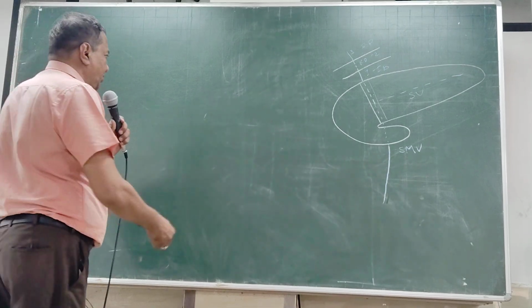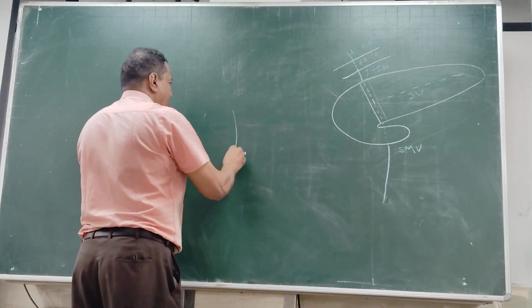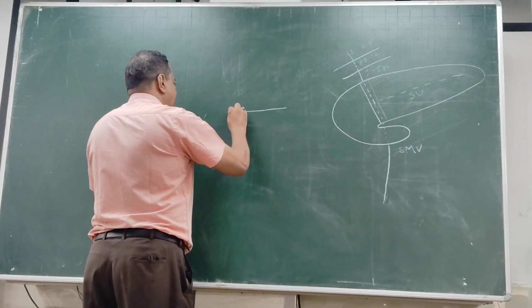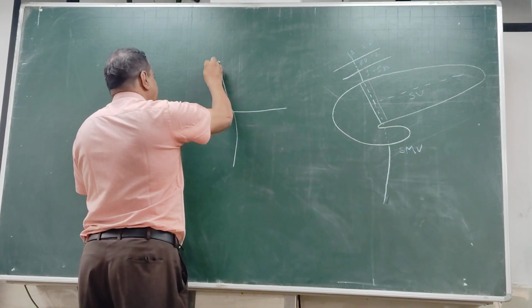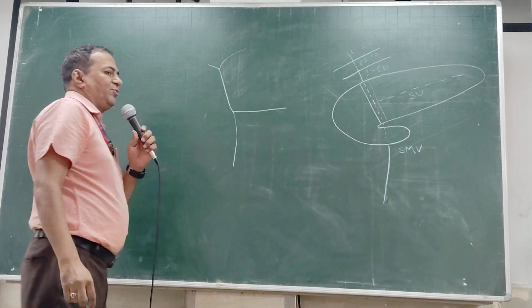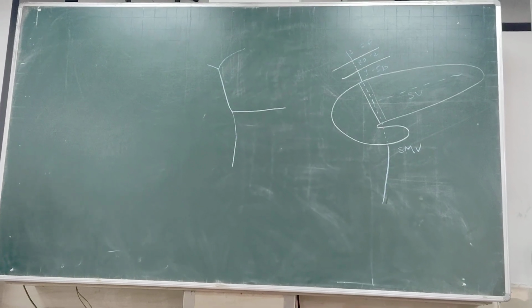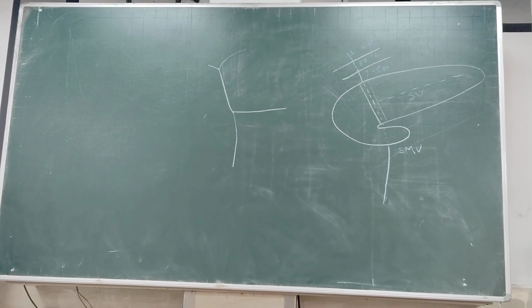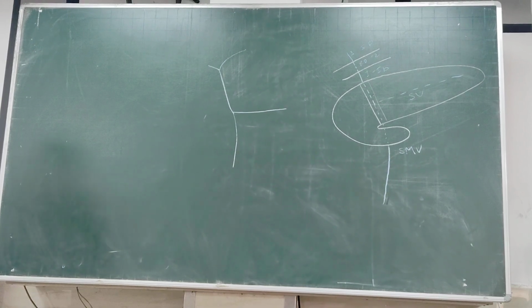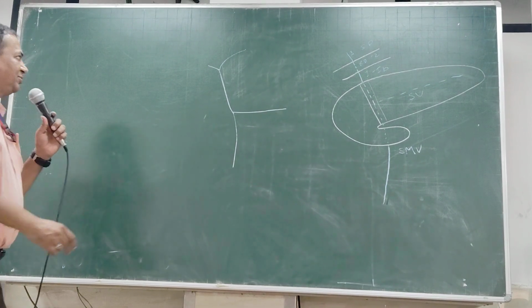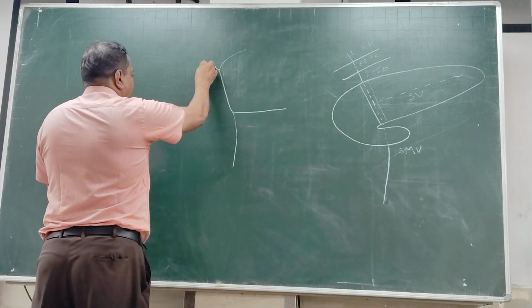Now I am drawing the portal vein here separately. This is the portal vein formation. There it goes again and divides into right and left branch, with branches. This also branches, okay.